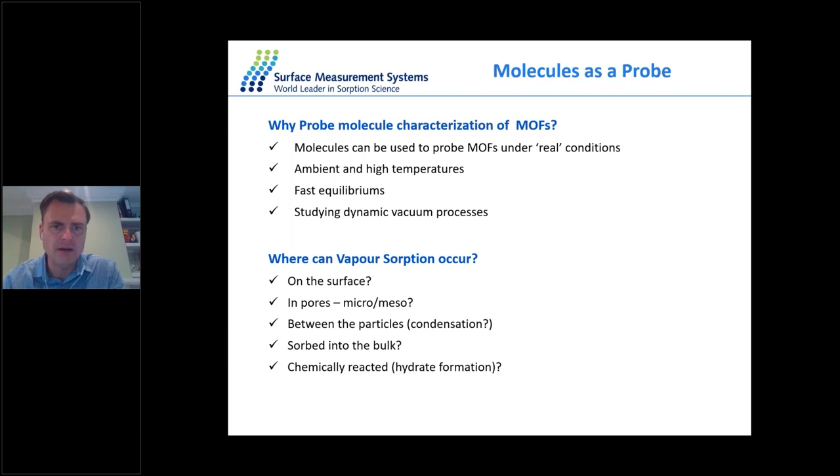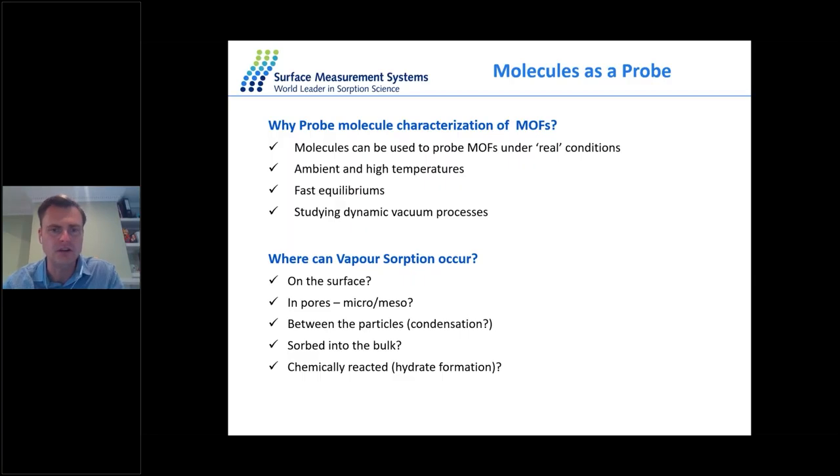Some of you may wonder why we would use molecules as probes to characterize metal organic frameworks. One of the main benefits is that we can actually study MOFs under real conditions. This goes back to the origin, when the MOF was introduced. There were really promising applications, and when the industry started using MOFs, they soon found out that MOFs are not stable under real conditions, meaning ambient temperatures, and under vacuum, so they need to be kept in specific conditions.